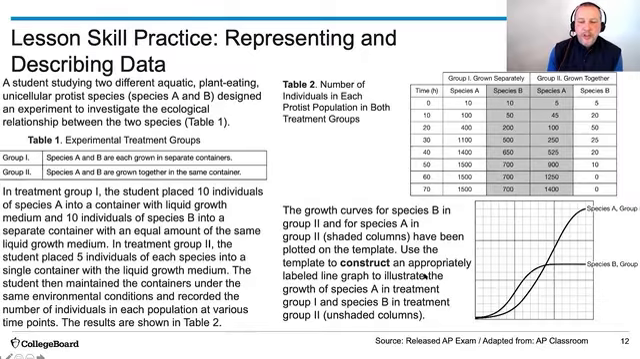Welcome back. For this question, you were looking to use the template to construct an appropriately labeled line graph to illustrate the growth of species A in treatment group 1 and species B in treatment group 2.